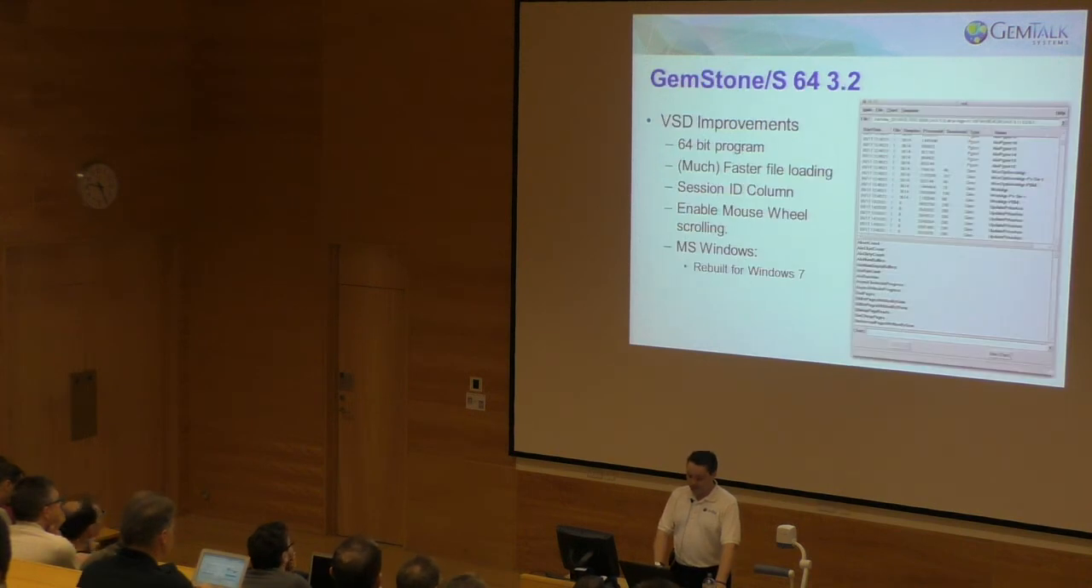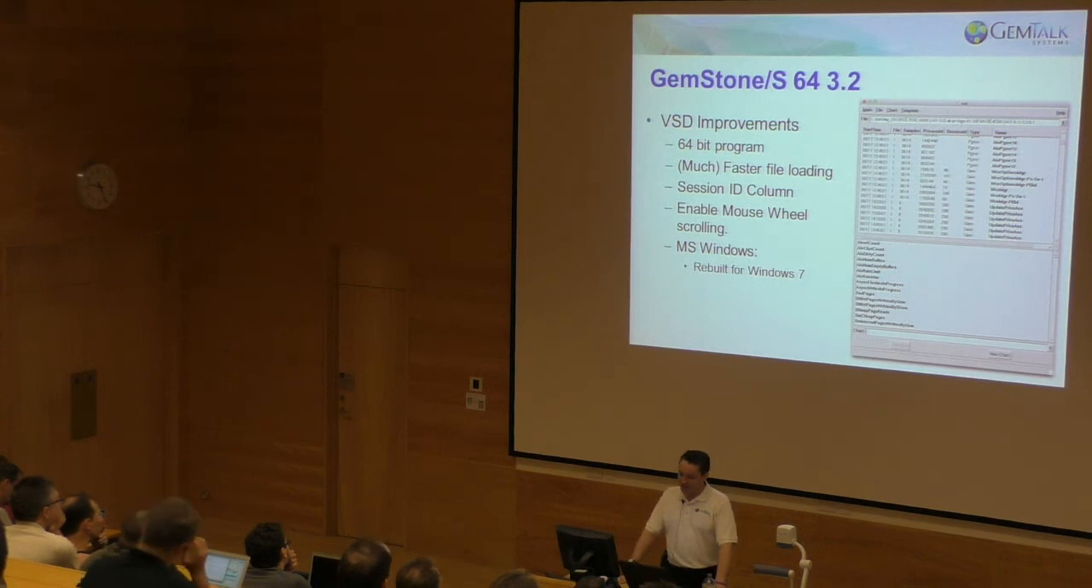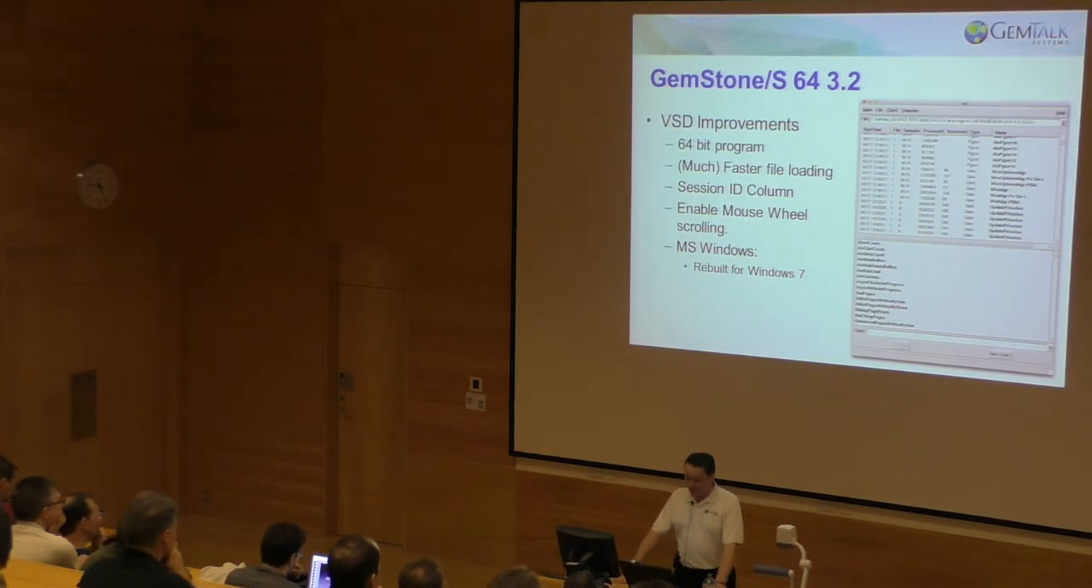What else have we done in 3.2? In 3.2, we totally overhauled VSD, which is our visual stat display program, and that's the graphical program for looking at GemStone database statistics as well as user statistics. This is a collection of about 5 open source projects, and 4 of which have been obsolete since about 2000. So it was kind of cobbled together, and it kind of sort of worked, but then it didn't work on Windows 7. If you ran it on Windows, it would just blue screen and nobody knew why.